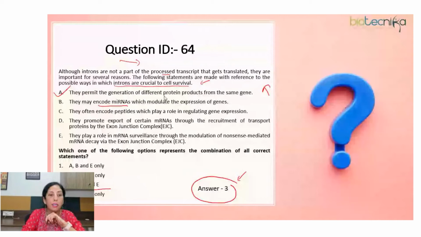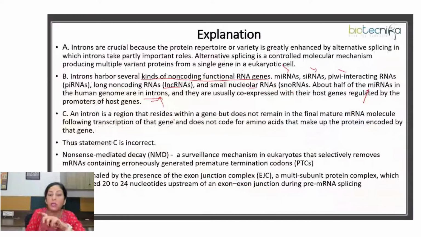Now moving to statement C. They often encode peptides which play a role in regulating gene expression. So this word is incorrect. Remember, an intron is a region that resides within a gene but does not remain in the final mature mRNA molecule following transcription of that gene, and it does not code for amino acids that make up the protein encoded by that gene. Thus, statement C is incorrect.